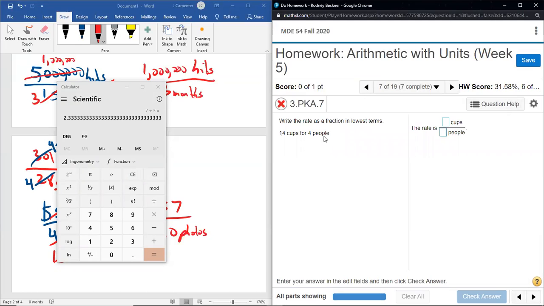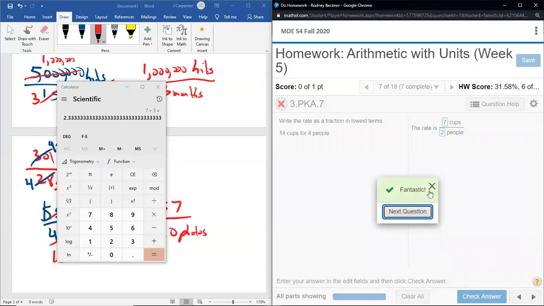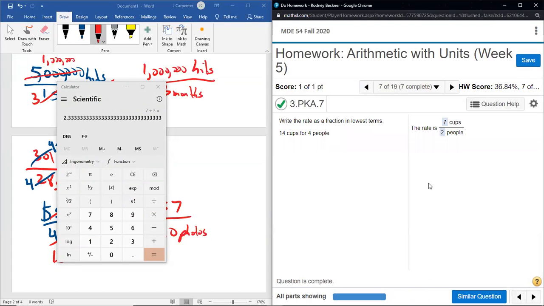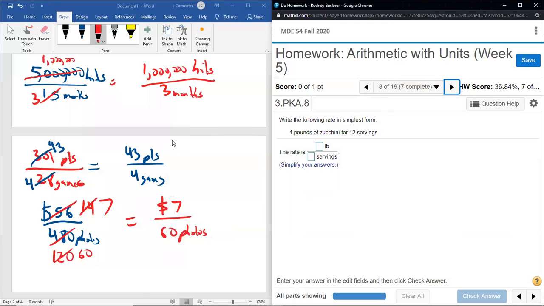14 cups for 4 people. So 2 is going to go into 14 7 times. 2 is going to go into 4 twice. So that would be 7 cups for 2 people, which is a unit rate, turns out to be 3.5. So that problem, now we've got some more caffeine addicted people in the group. All right. 4 pounds of zucchini for 12 servings of food, I guess. All right, let's go back to actually showing the work.